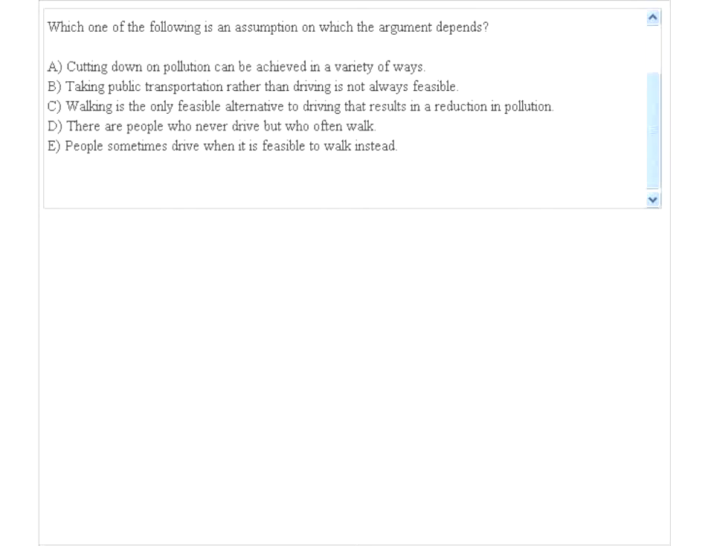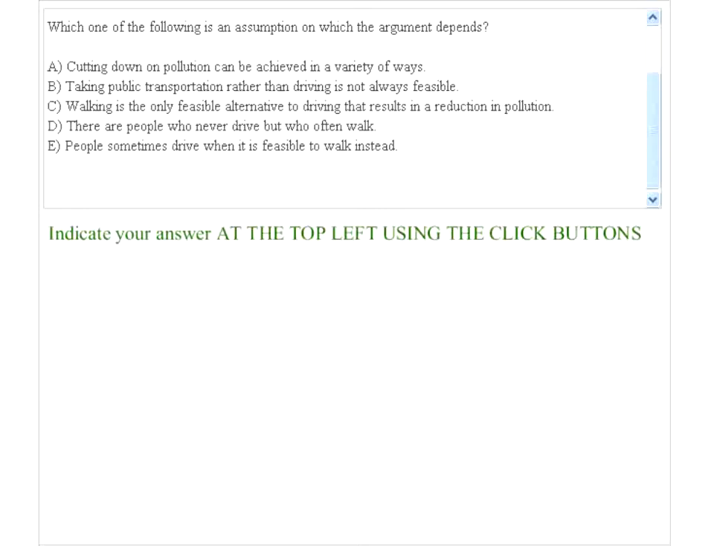Give me a smiley face. Can everybody see the question? Okay, you guys can see the question. That's good. All right. Remember, please indicate your answer at the top left using the click button. Do not use the text box. Okay, I'm going to put a timer on the screen. It's a pretty short problem, so I'm going to give you about 1.5 minutes. Give it a shot.